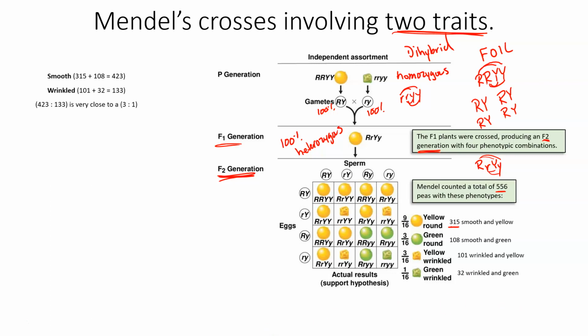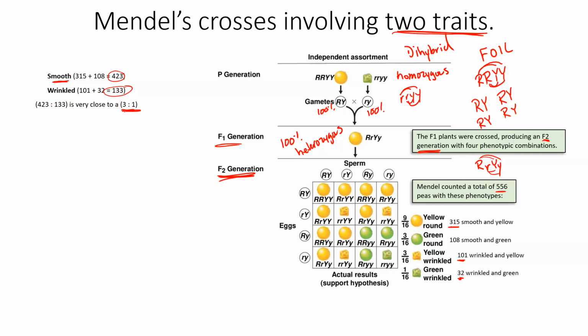So, 315 plus 108 equals 423. Okay? Where do we get that number? That is the number that show the smooth phenotype. And 101 and 32 are the 2 that show wrinkled, and so that comes together to be 133. If we look at this specific ratio, 423 to 133 is really close to a 3-to-1.